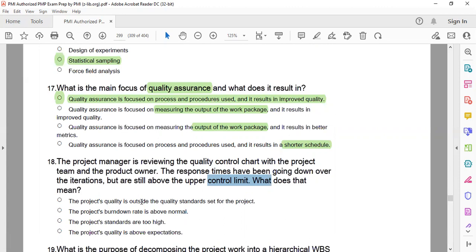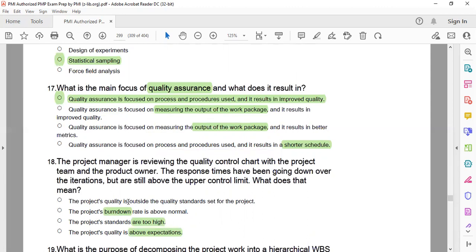So let's read the project's quality. Project's quality is outside the quality standard set for the project. The project's burn down rate is above normal. The project standards are too high. The project quality is above expectations. It's not for sure above expectation. And standard is not set too high. The burn down has nothing to do with control chart. Burn down is used for the performance, not for the process, isn't it?